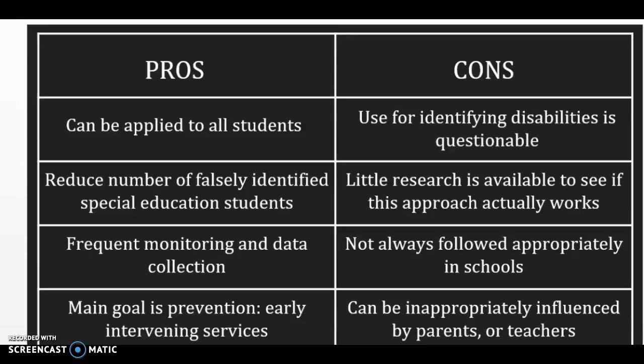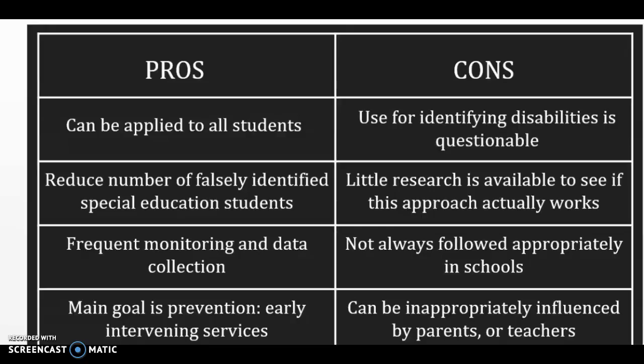The RTI model reduces the number of falsely identified special education students. And it's based on frequent monitoring and data collection, which I think is really cool, that they're using research to really make decisions about the students. And the main goal of this is prevention. They're really trying to catch those students who might have learning disabilities or who might even be at risk for falling behind later on.